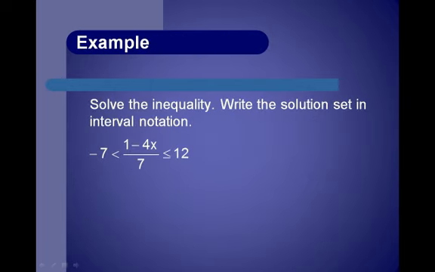Let's do another one of these. To solve this inequality, first we want to clear out the fractions. So we're going to multiply every piece by 7. In the first piece we get negative 7 times 7, which is negative 49. In the second piece the 7's are going to cancel, so we get 1 minus 4x. And then on the last side we get 7 times 12, which is 84.